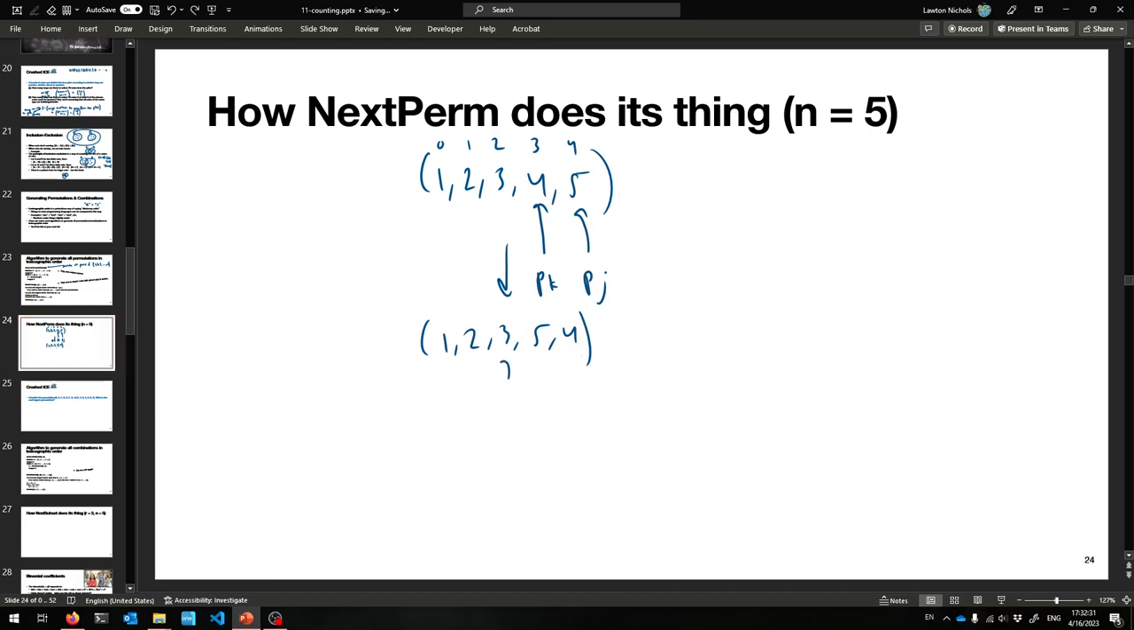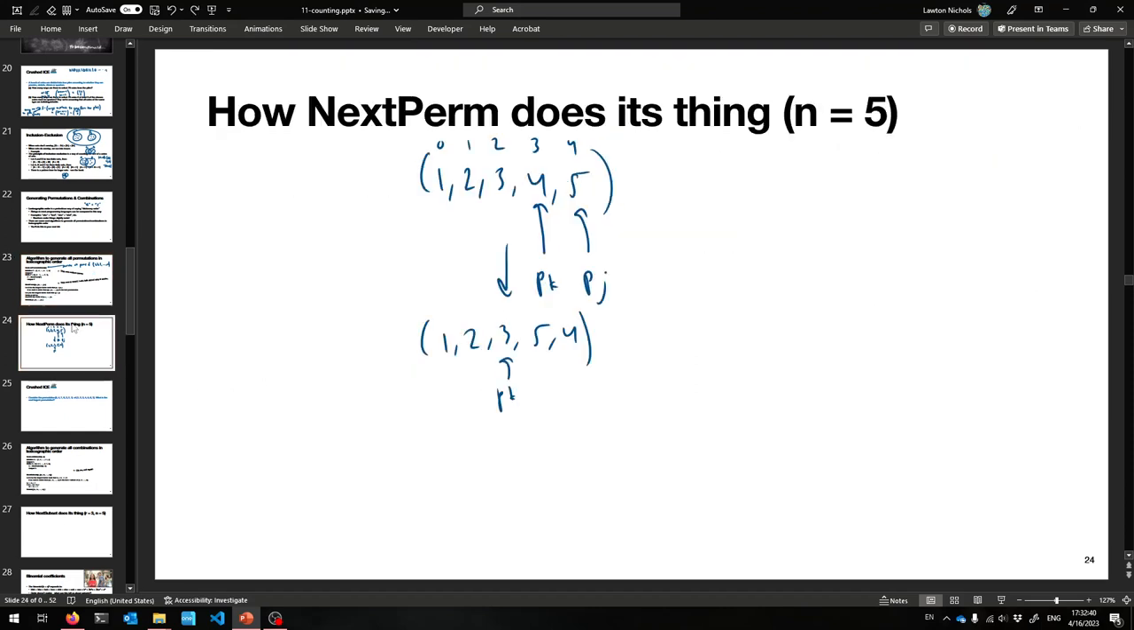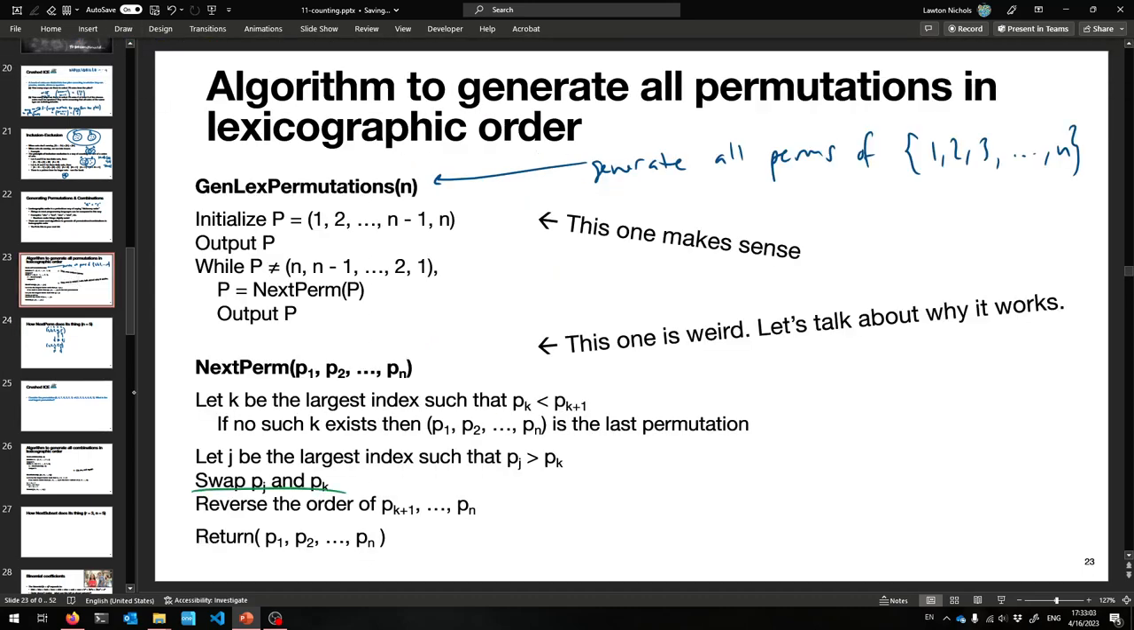So this is p of k. And then we find the largest index that has a bigger value than the value at index k, which is going to be the 4. 5 is the biggest value, but 4 is the biggest index. Do you see that? That's important. Then it's p of j. And then remember what we do. We are going to swap p of k and p of j.